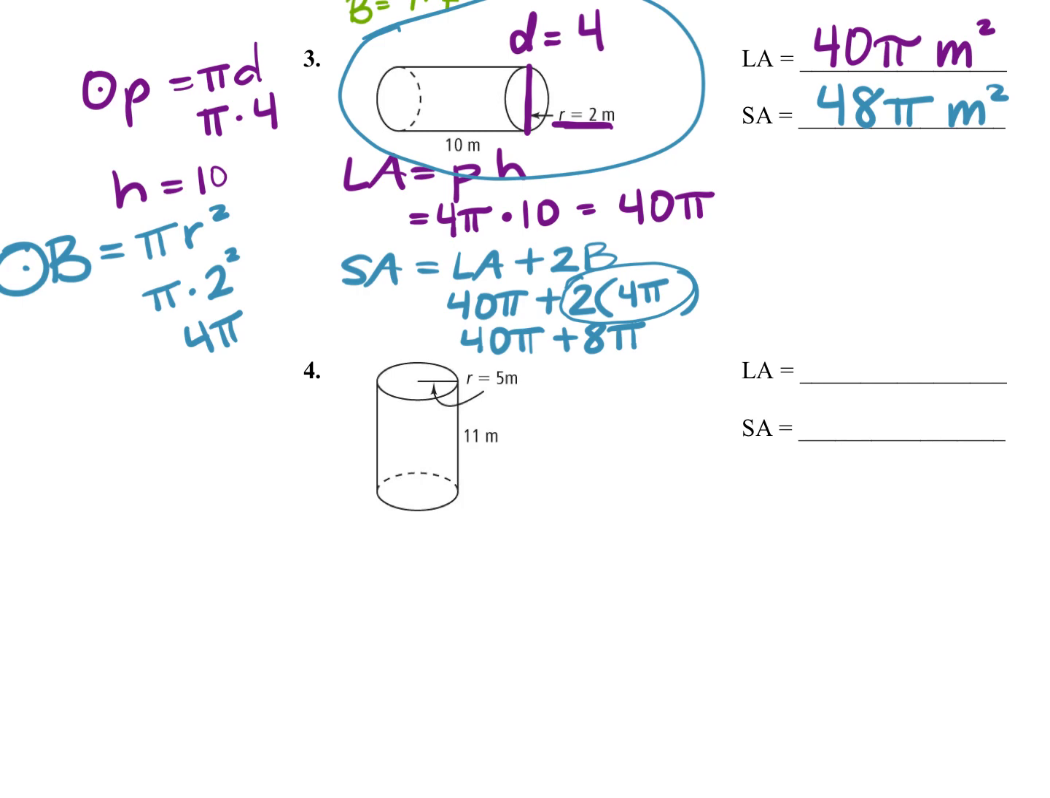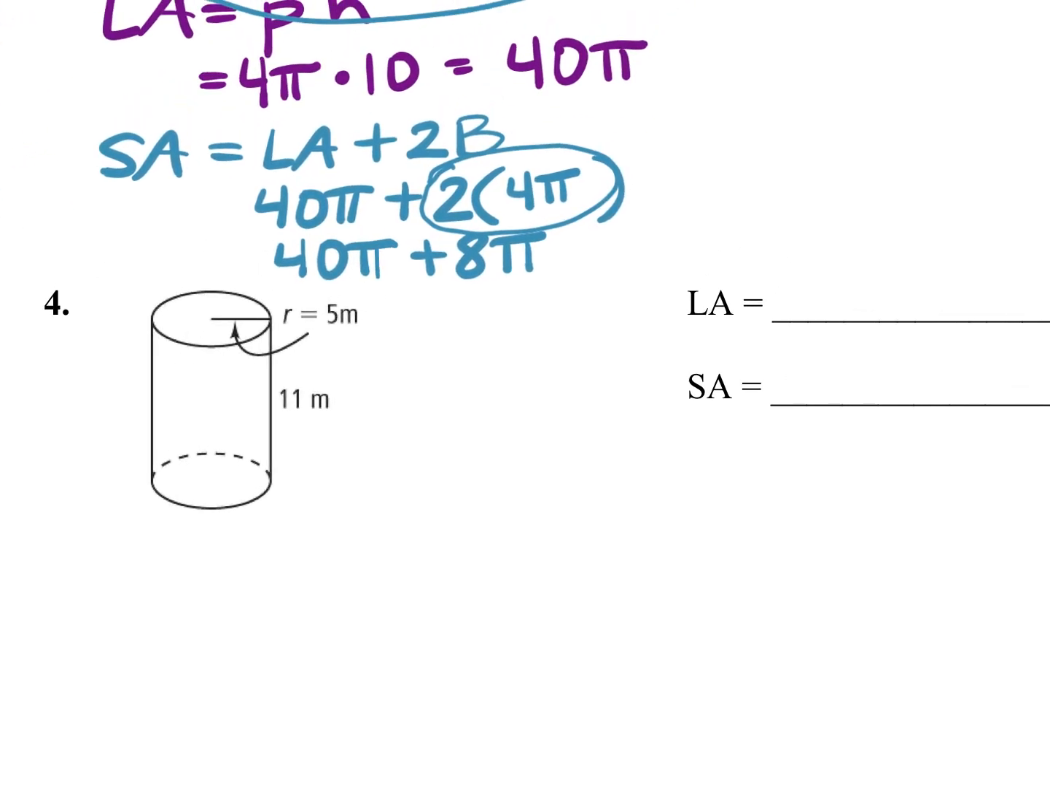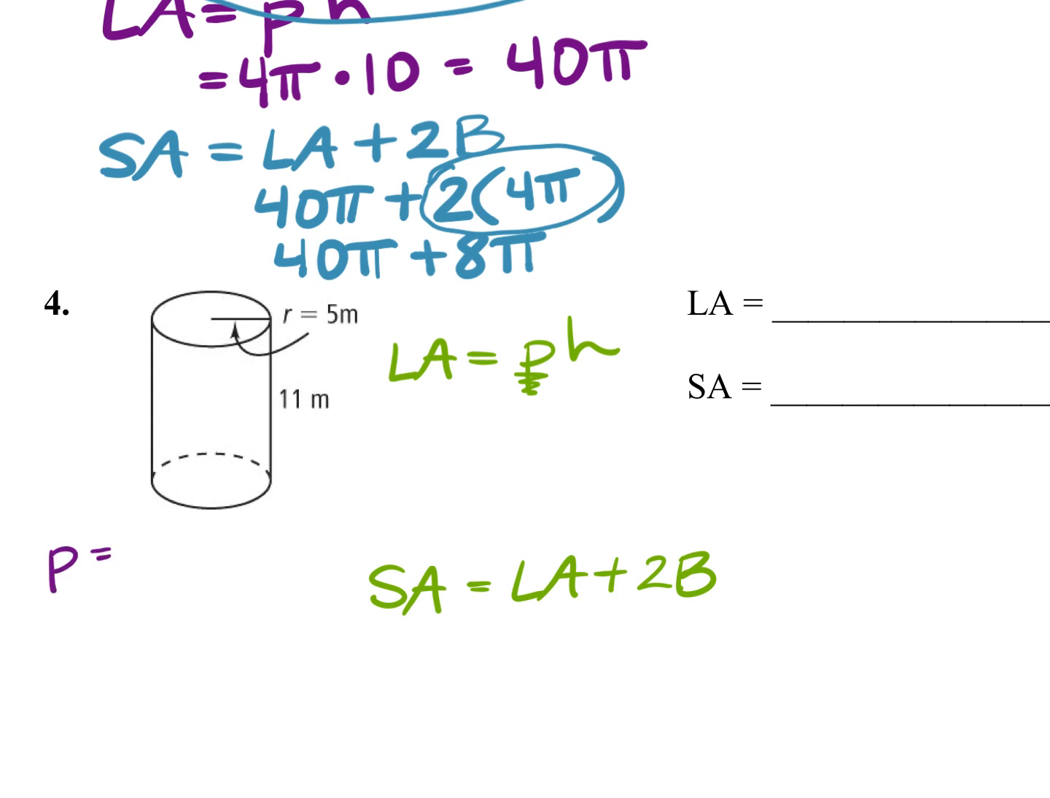Okay, so then the last one, same type of problem. LA equals PH, leave some room, SA equals LA plus 2B. I always forget how to do it. What is P? My only problem is I forget the whole formula. I'm sorry, what is P?